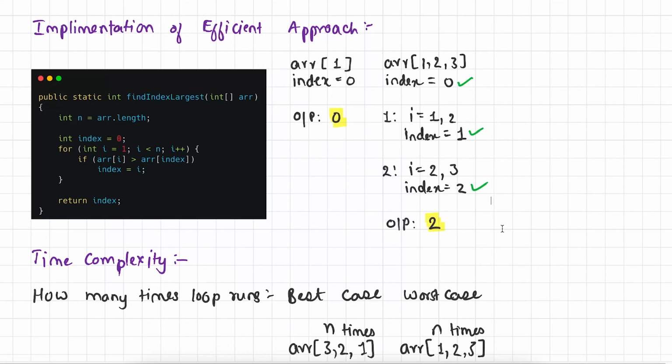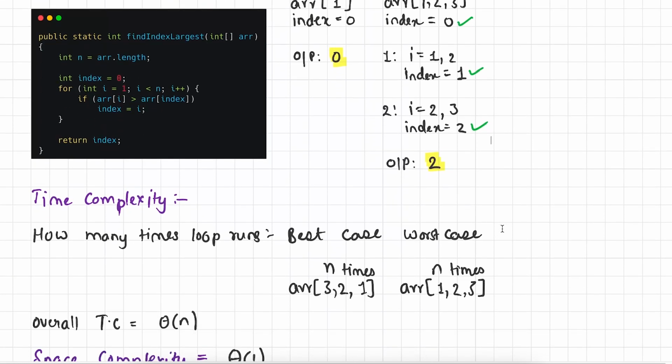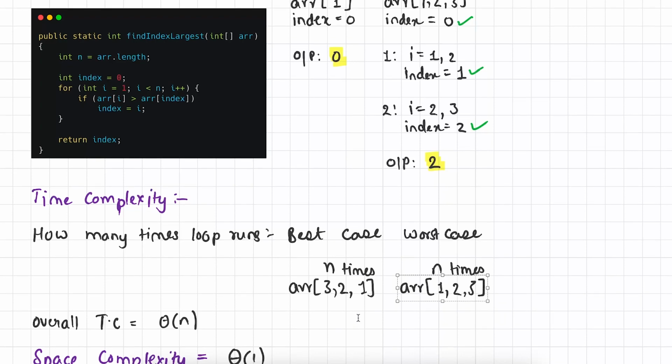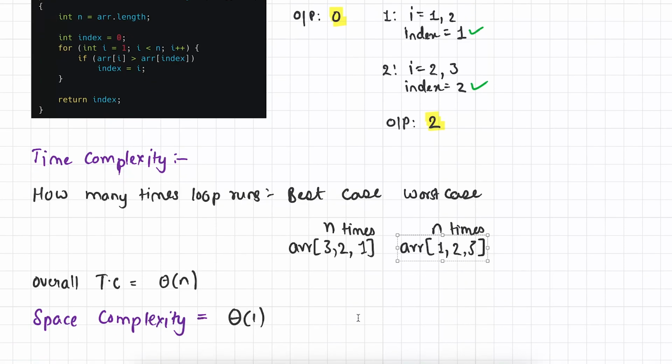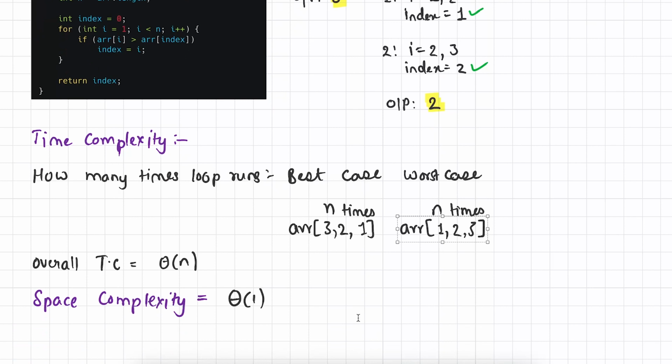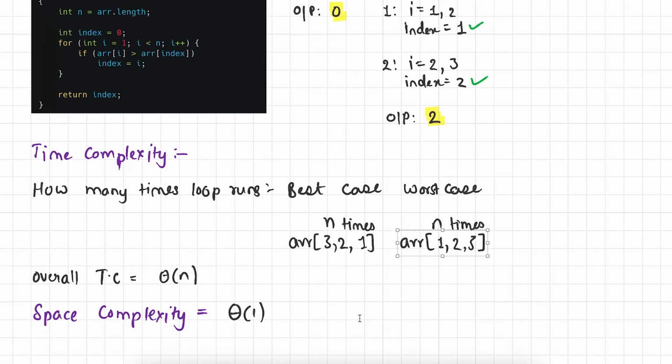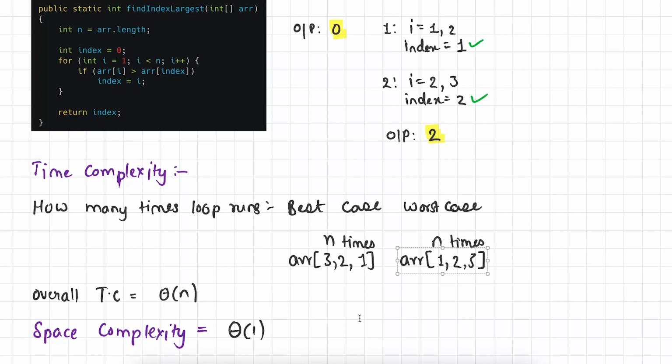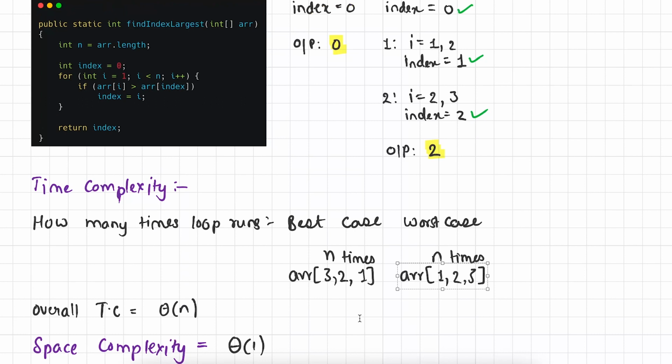So far so clear. Now talking about the time complexity of this function. How many times is the loop going to run? In this case, either we get this array or this array. In both cases, the loop is going to run n times only. So the overall time complexity of this function is going to be theta of n. And space complexity remains the same as we are not using any auxiliary space. So the space complexity is going to be theta of 1, that is constant space. So it means this solution is taking theta of n time and theta of 1 space to solve this problem.